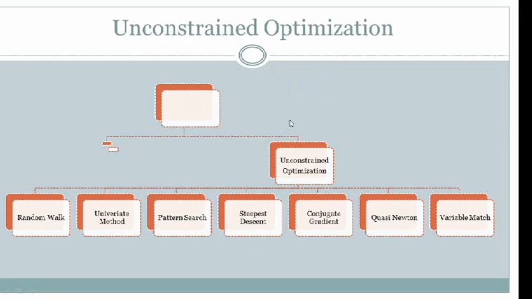And if we categorize the unconstrained optimization, it is a very challenging optimization problem. That is, it may be categorized as random walk, univariate method, pattern search, steepest descent, conjugate gradient, quasi-Newton method, variable metric. We will discuss later on in my next or later video lecture series. We will discuss each and every one. Now we are just broadly categorizing the unconstrained optimization problem.